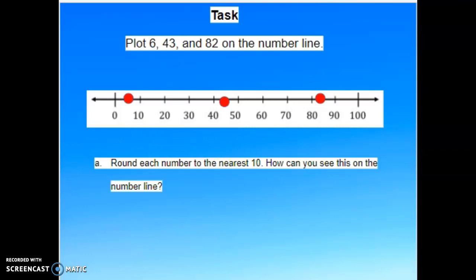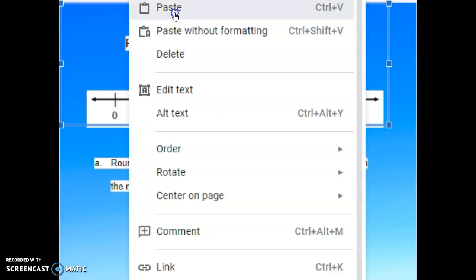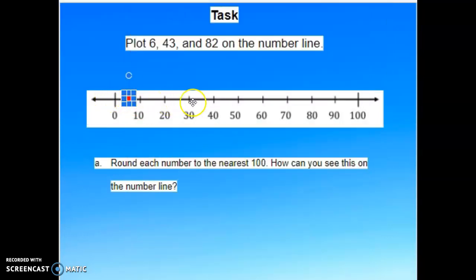So let's try it. Again, I'm going to go ahead, because we already know where to plot those. I'm going to paste my circle on there, and then I'm going to do the same with the others, because we've already done that. I'm going to pull those over.